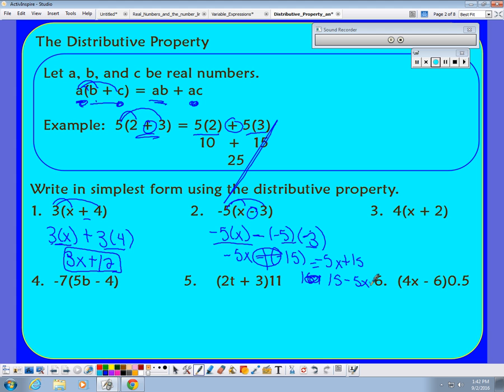And for number 3, it's the same idea. We multiply 4 times x and 4 times 2. 4 times x plus 4 times 2. That gives us 4x plus 8. At this time, I'd like you to pause, and I would like for you to do 4, 5, and 6 on your paper.